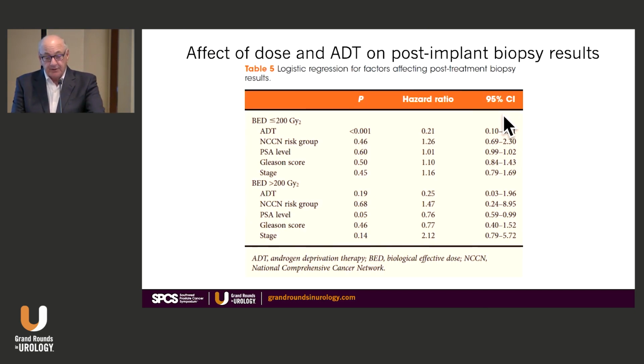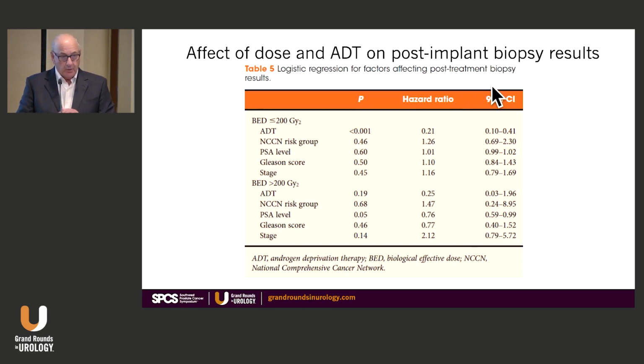So then we started taking a look at the data in these risk categories, and we then chose the 200 gray because we realized most of our patients are now getting a D90 of 189, which is a BED of 200. For those men who received an implant with a BED less than 200 gray versus more than 200 gray, you could see in the patients with lower doses, the use of hormonal therapy was the only significant variable. But if they got more than 200 gray, then hormonal therapy no longer was a significant variable in predicting biochemical failure, and most importantly, biopsy results.